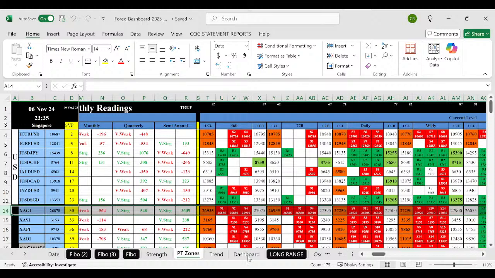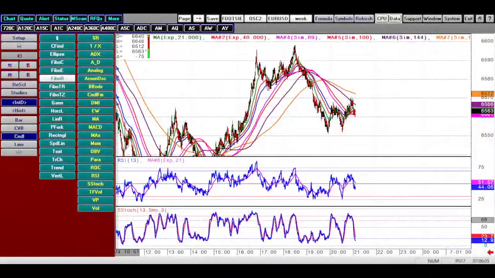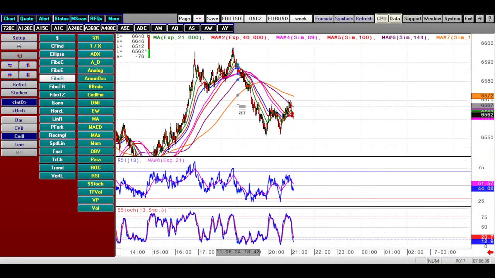Let's see the support. Give me a minute, I think the system hung. Let's look at the chart. Never mind, I think we will look into the chart.